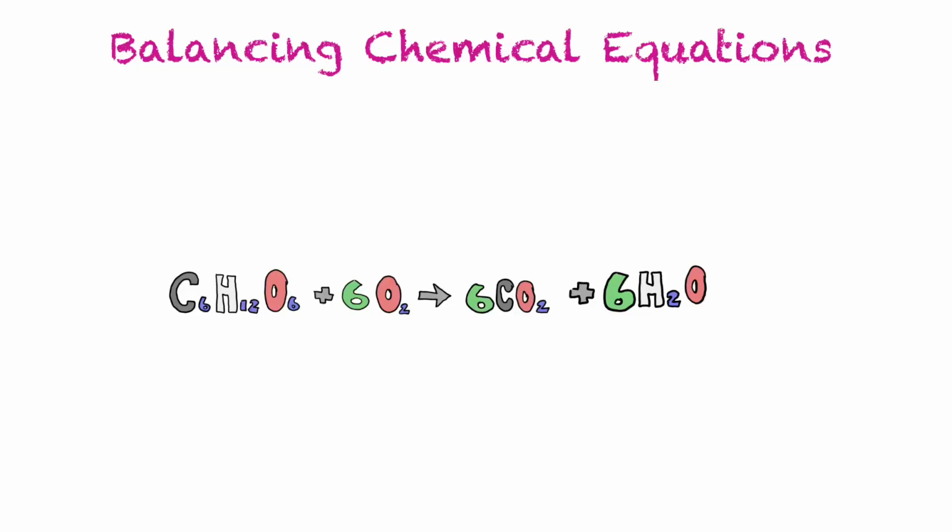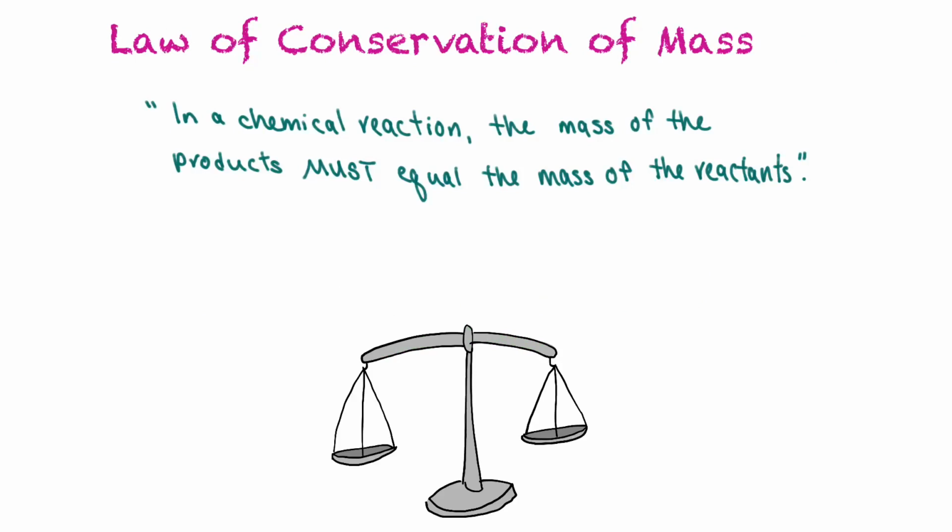In this video, we're going to learn how to balance chemical equations. The law of conservation of mass states that in a chemical reaction, the mass of the products must equal the mass of the reactants. If it doesn't, there would be leftover atoms, and we can't have that.